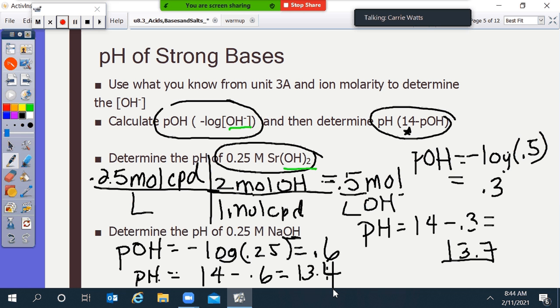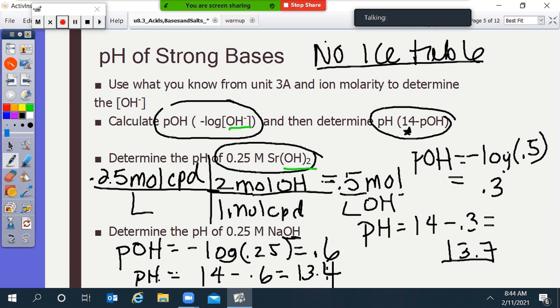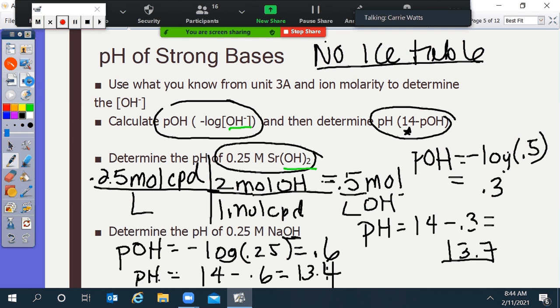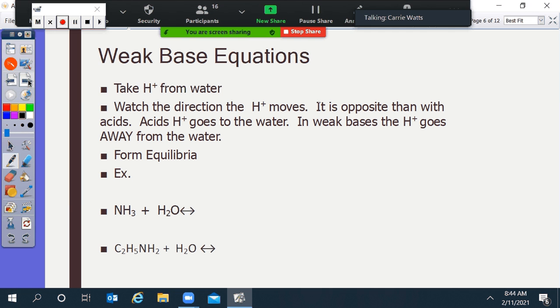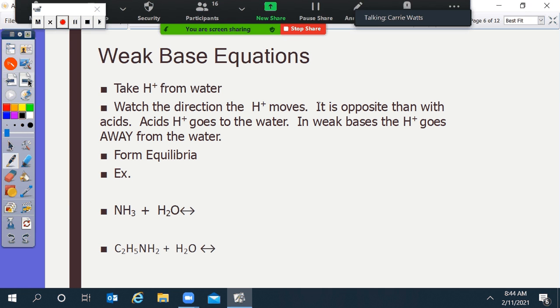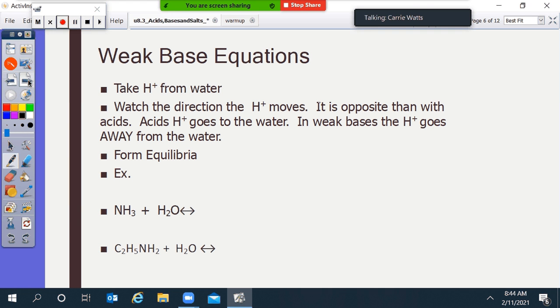Okay, so strong acids, strong bases. Like I said, no ICE table. You can just use your pH, pOH, 14 equals pOH plus pH formulas. All right, I'm going to keep it moving since I know what it looks like when I watch my own video. All right, now here's the part where you are going to start needing your ICE table.